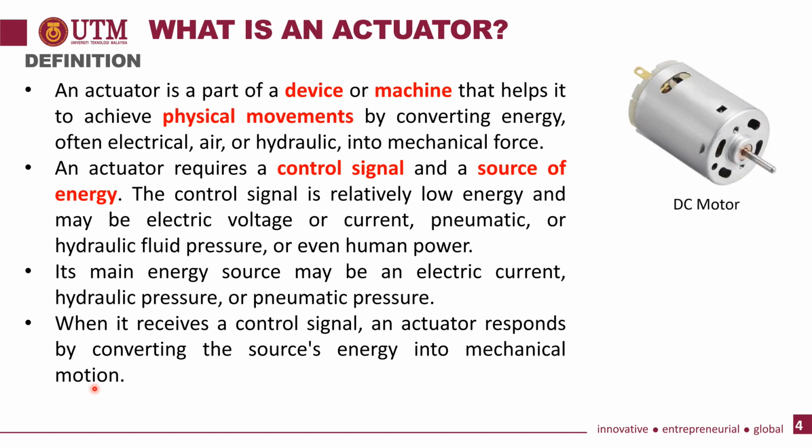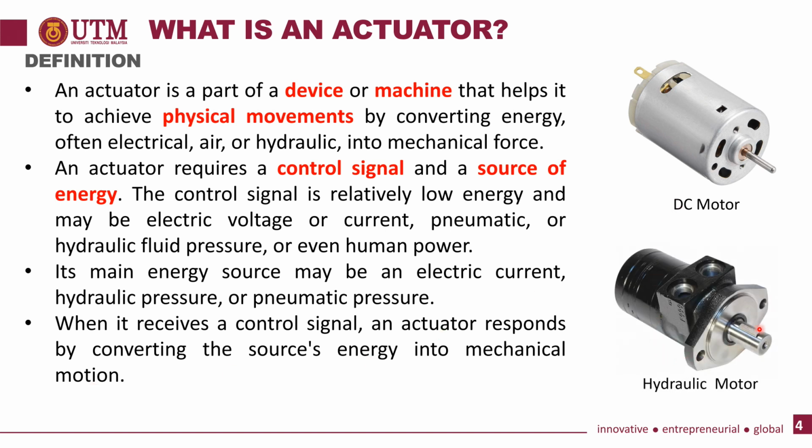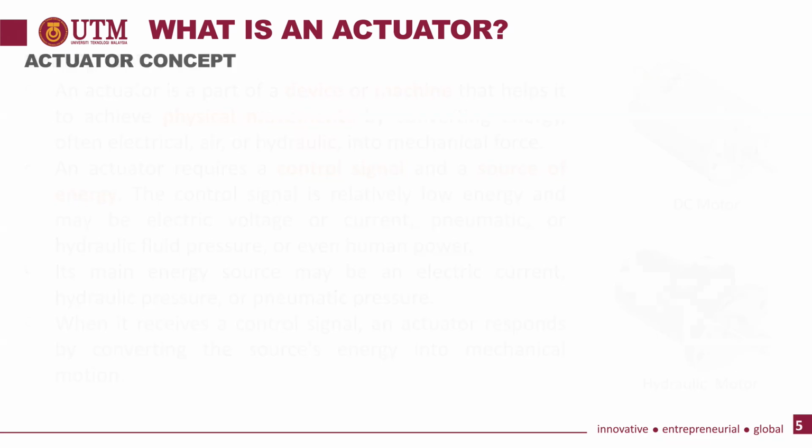Right, so this is an example of the actuator. For example, you have a DC motor and you can also have a hydraulic motor. Here, the hydraulic liquid flows through these holes or through this valve, and when it is flowing, it will rotate the motor. For the DC motor, you have the supply here, positive and negative, and the electric current will make the motor move. Okay, so that is the definition of an actuator.